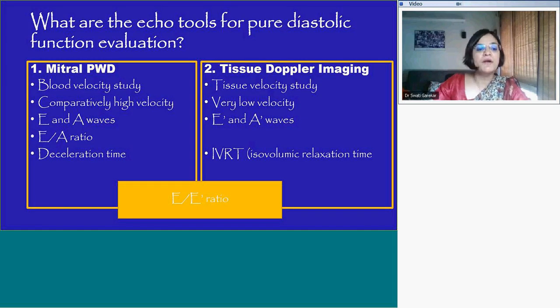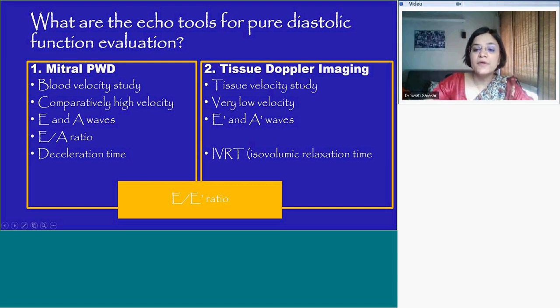There are tools here. Number one, pulsed wave Doppler. We put a gate across the mitral valve, and we study the velocity of blood as it pushes into the left ventricle. It's comparatively high velocity. We look at the E and A waves and the E/A ratio, and also look at a couple of time intervals, including the IVRT and the deceleration time. These are two of our tools for assessing diastolic dysfunction.